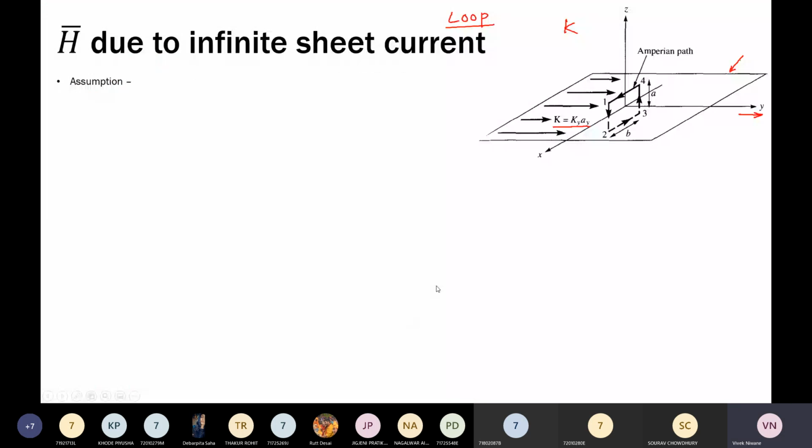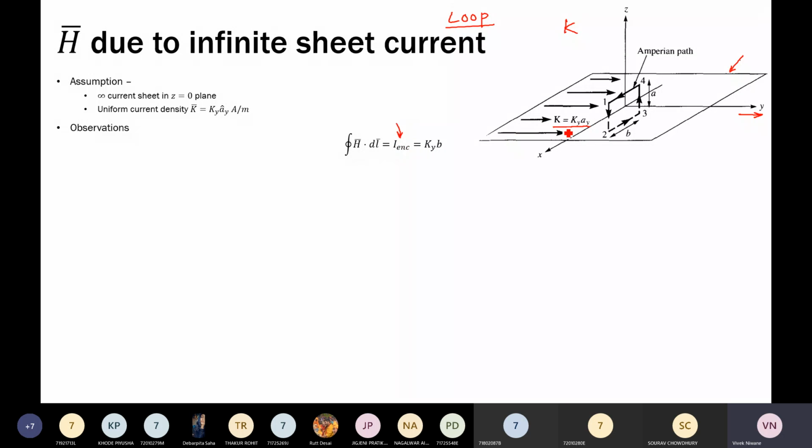Okay, so we do have assumptions. Infinite current sheet placed in the z is equal to 0 plane, that is xy plane. Then second assumption, uniform current density K bar, which is indicated as Ky ay cap ampere per meter. Now observations, very important. Here H bar dot dl bar over a closed loop will give us the amount of current enclosed by the surface, and which is nothing but Ky b.